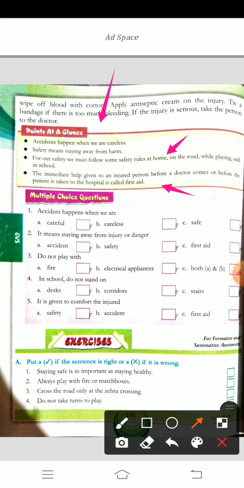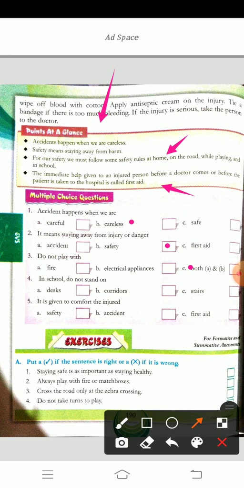Can you answer these questions, children? Accidents happen when we are careless. Staying away from injury or danger is called: accident, safety, or first aid? Safety. It means staying away from injury or danger. Do not play with fire or electrical appliances. For both, you don't play with them.